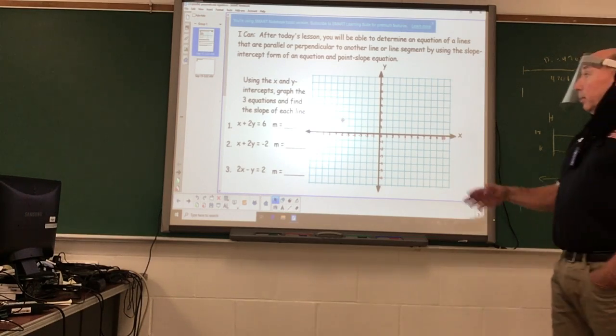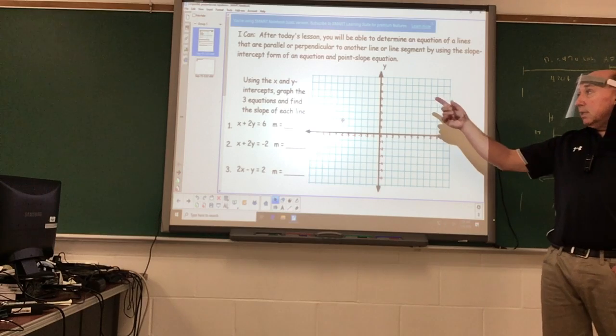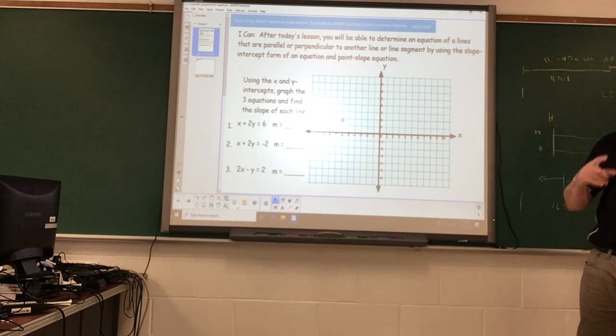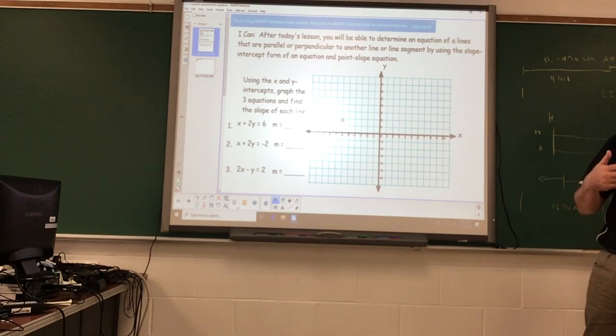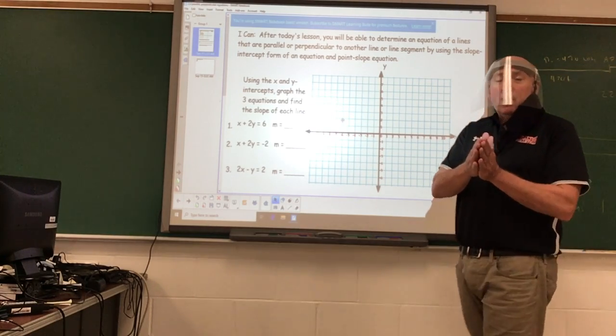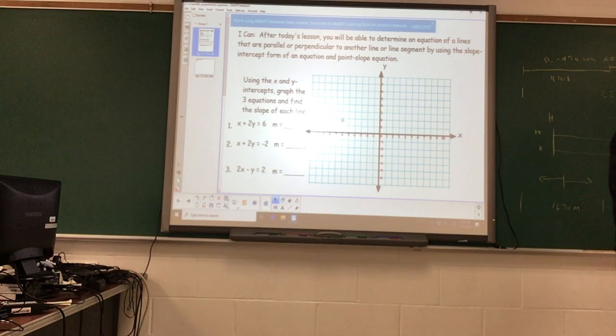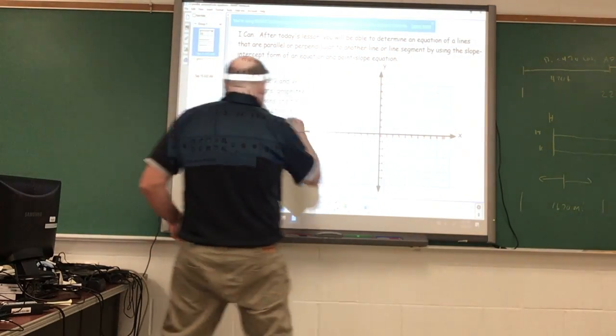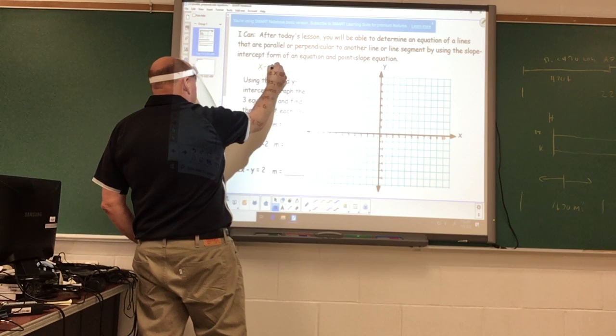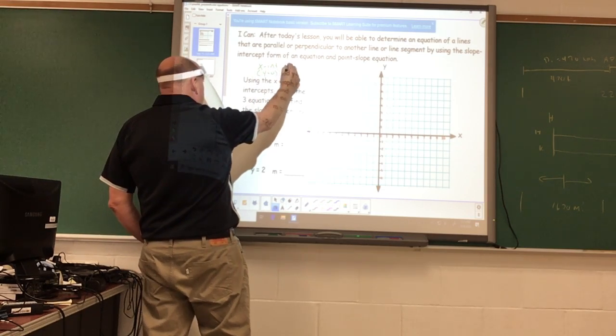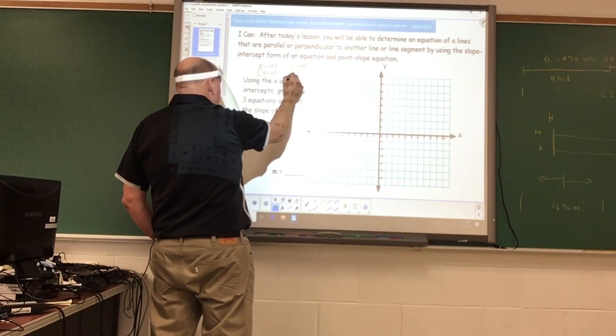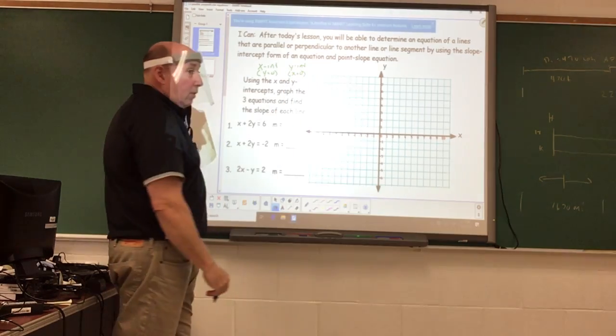All right, we want to be able to graph the 3 equations using the x and y intercepts. What I mean by x and y intercepts is, rather than converting this into slope-intercept form, y equals mx plus b, finding your y-intercept and finding your slope, let's use the x and y-intercept method, because we need 2 points to be able to graph a line. For your x-intercept, y is equal to 0, and for your y-intercept, x is equal to 0.